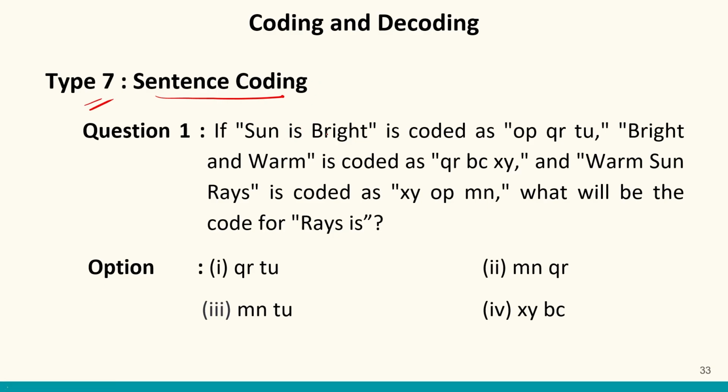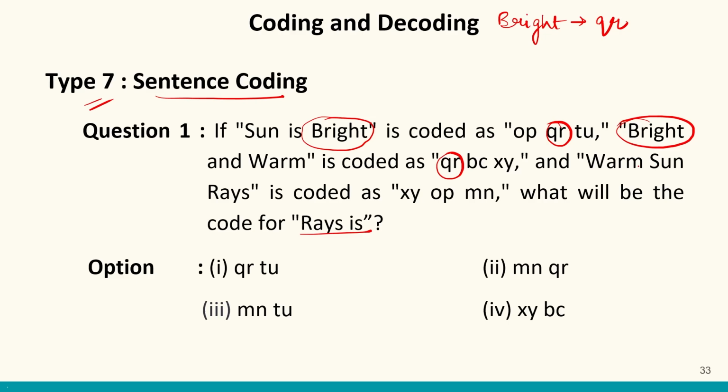Okay. So sun is bright. Bright is common between this sentence and this sentence, bright and warm. This is the common word. So we have to find the common code. Over here we have OPQRTU and over here we have QRBCXY. So I can clearly say QR is the common code. So for bright, it is QR.